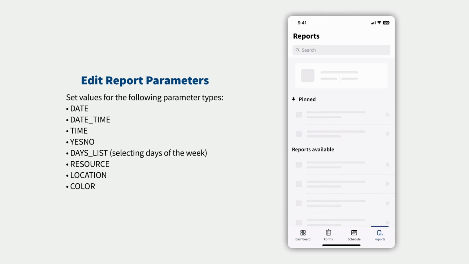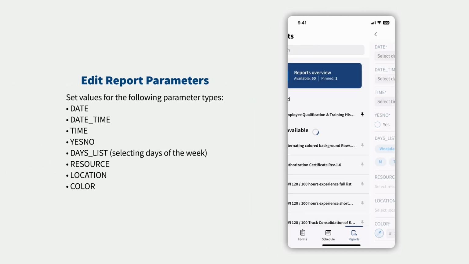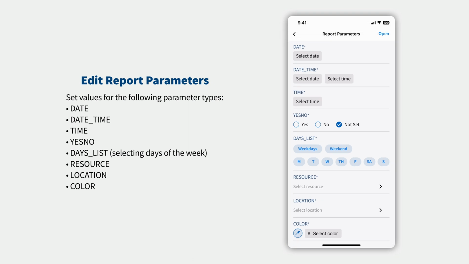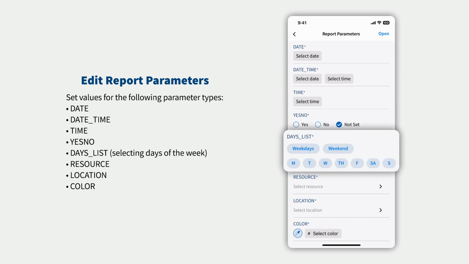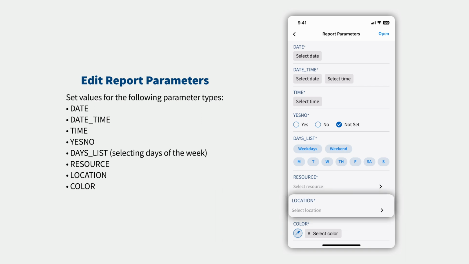One of our most anticipated app features is now in your hands: editable report parameters. You can set values for the following parameter types: date, date time, yes no, days list, resource, location, and color.